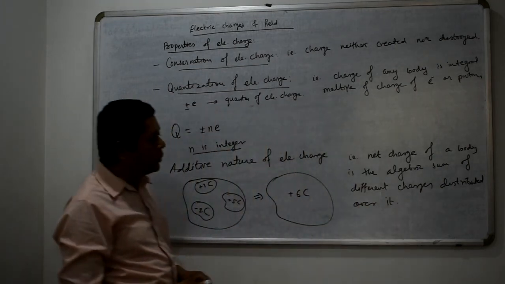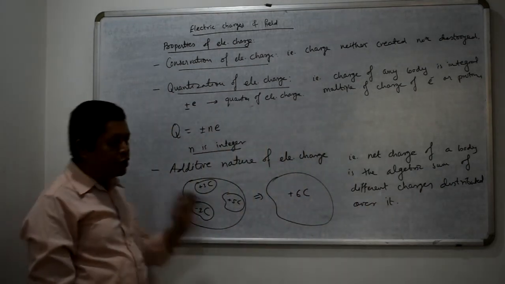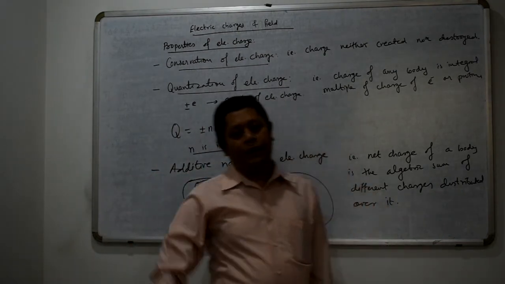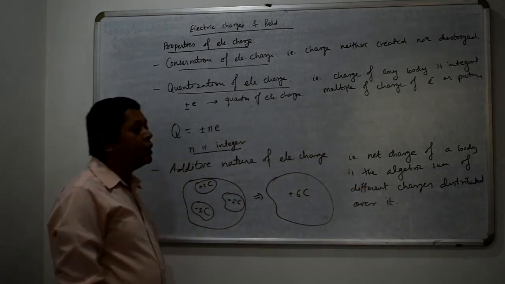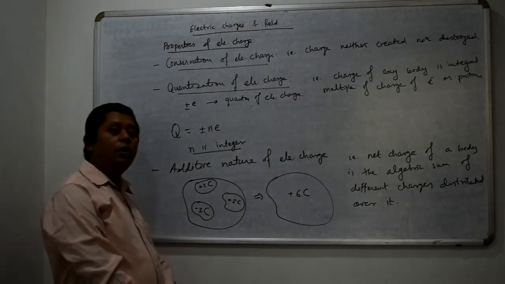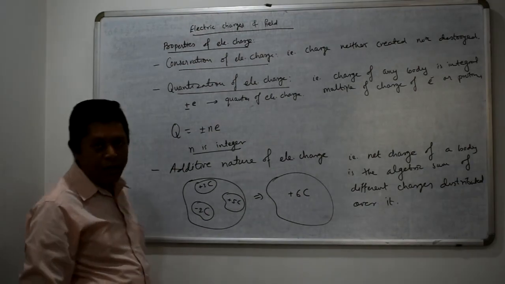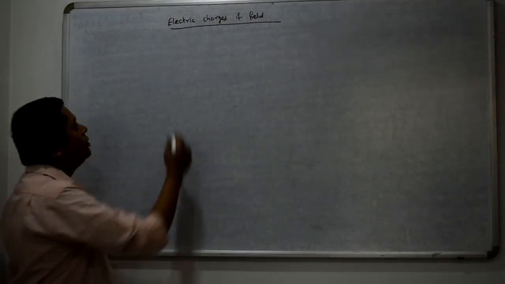So these are the properties of electric charge. Apart from this, you know that like charges repel each other, unlike charges attract each other. This force of attraction or repulsion is what Coulomb's law describes. So the next topic we will discuss is Coulomb's law.